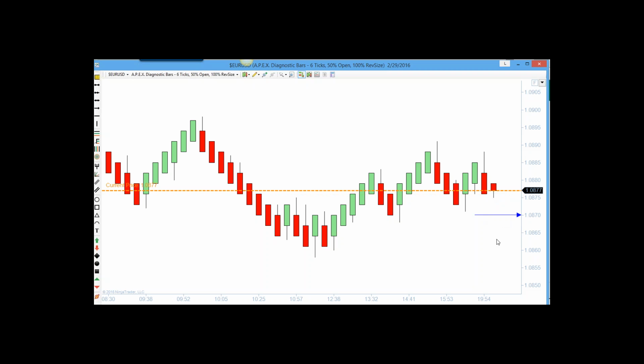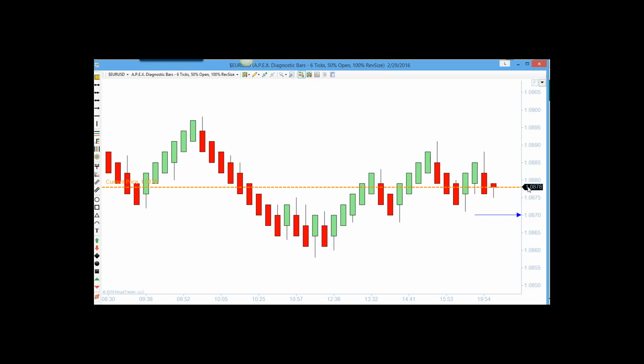Okay, let me rephrase it. We're getting a couple different answers here. When you buy a binary, what are you saying? If I bought a binary right here at 0870, what am I saying when I buy? I'm saying the market will expire above that level, right? All I'm saying is the market will expire above this level.